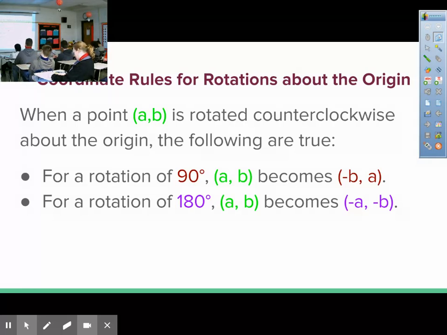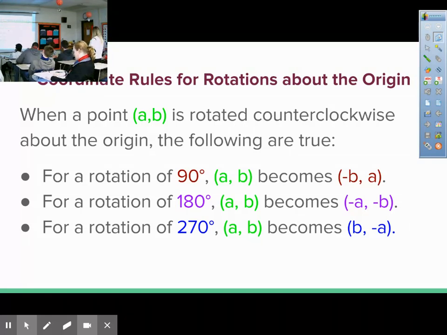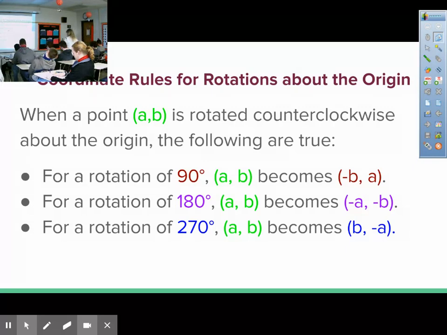Okay. And the last one, this is the only other one we're going to do. So these are the only type of rotations we're going to do. For a rotation of 270 degrees, AB becomes B, comma, opposite of A. Here's where you put the coordinates. Like that one needs to be the negative B, comma, A. Then 2 is negative A, negative B. And C is B, comma, negative A.